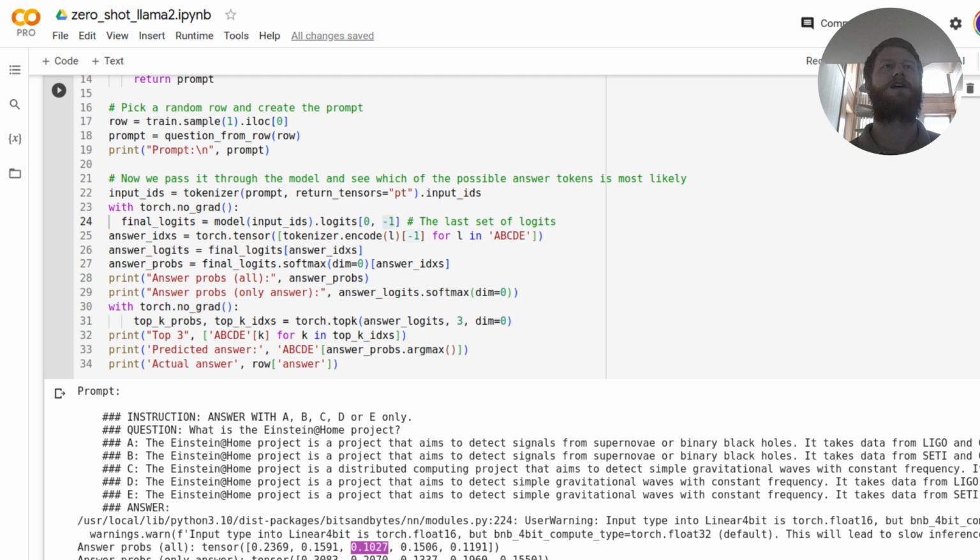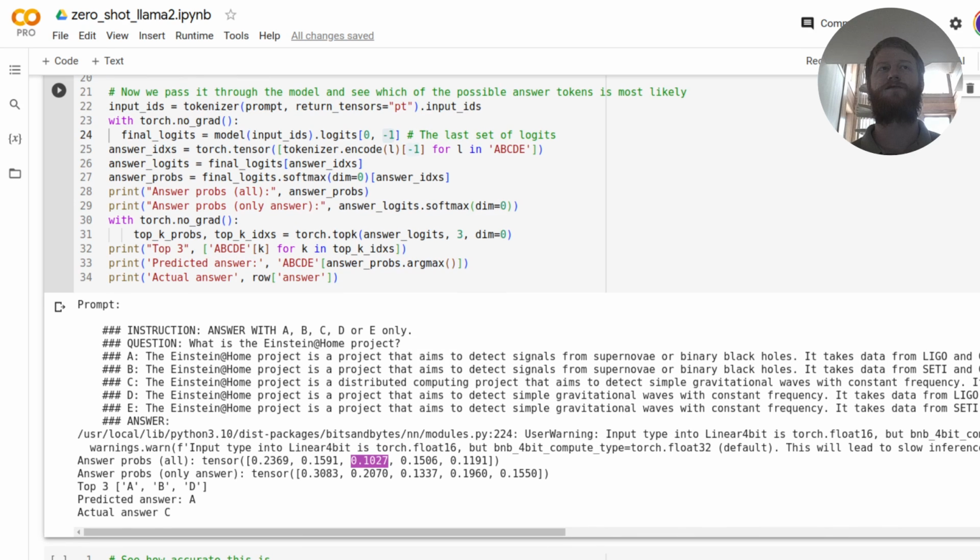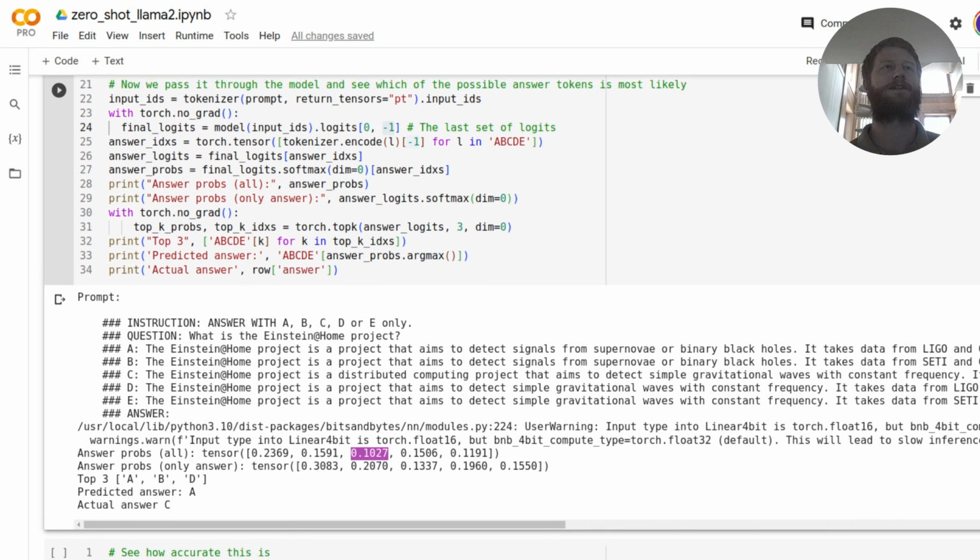And so you can see that here the model is saying the letter A is the most likely next completion in this sequence that includes the question and the answers, and then B, and then D, and then E, and then C. So that's its ranking based just on the probabilities of the next token. And so the predicted answer here is A. The actual answer is C. So this falls flat on its face in this particular example, but we can try it for all of the questions and we can see how well it does.